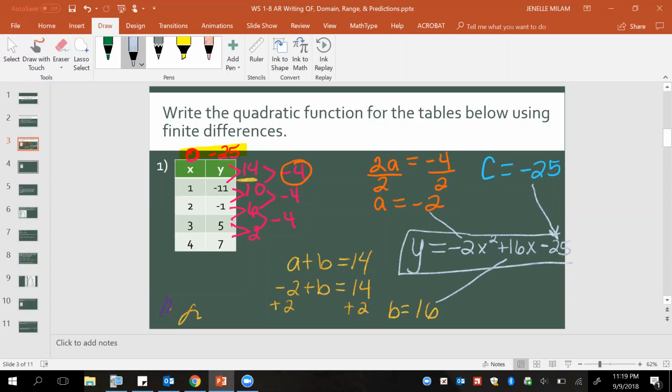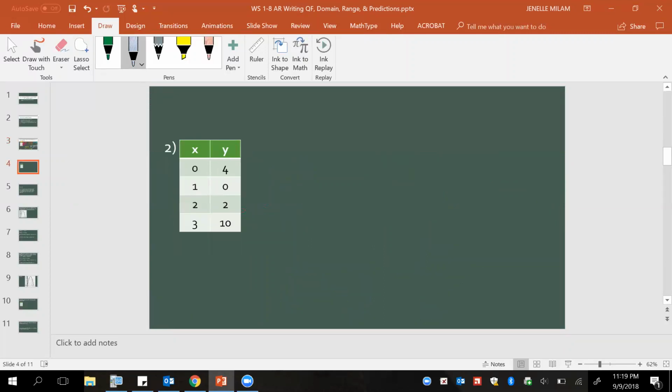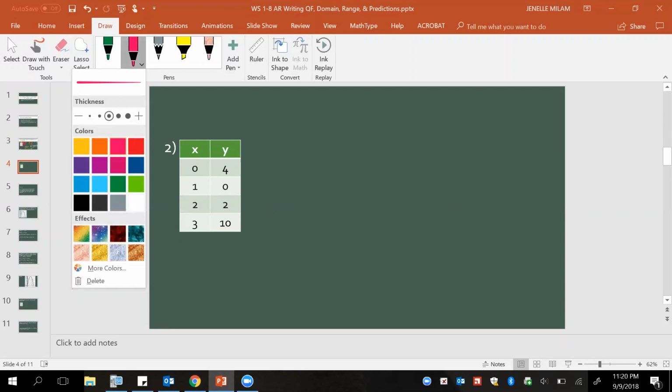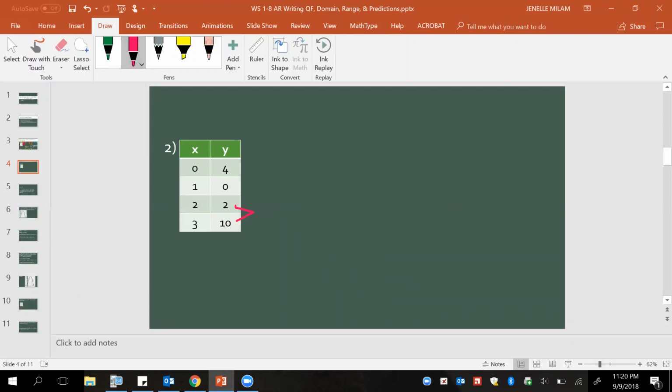All right, let's try the next one. So again, notice my x's are the same. So we're going to then now look at going upwards. So 10 minus 2, that's 8. 2 minus 0, that is 2. And then 0 minus 4, that's negative 4. These aren't the same, but our x's are, so we're going to go one more.